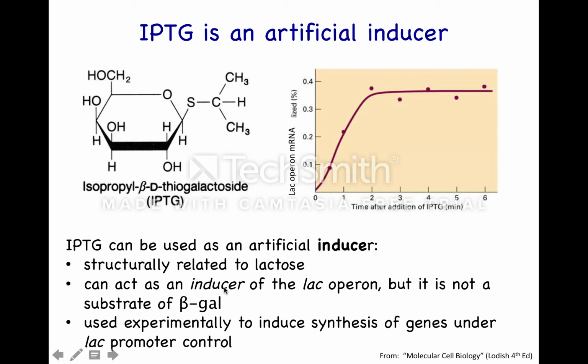So it will induce by binding to the repressor, getting the repressor to come off of the operator, but it is not processed by beta-galactosidase. Okay, so this chart right here shows you an induction, the time after you've added IPTG, and this measures the lac operon messenger RNA that has been produced. So you can see that you can get very robust induction of the lac operon through the addition of IPTG. So many people will use this because it's easy to add this artificial inducer in place of lactose.